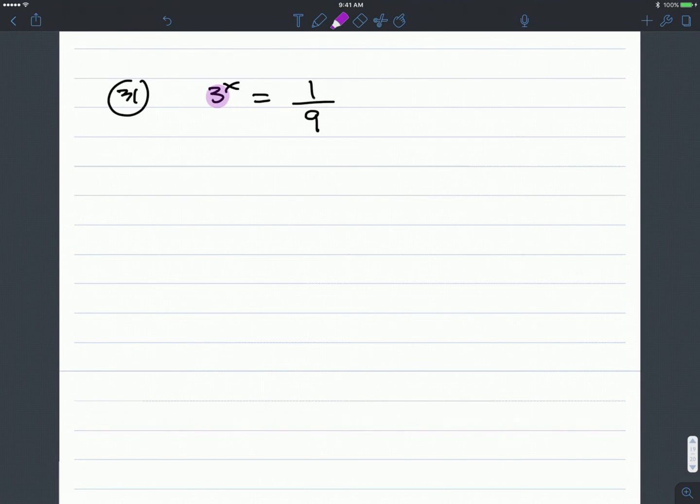Now, it's the same idea. Can I write, well, let's look at this. Can I write this 9 here as 3 to a power? What power? 2. Good. Stay with me. 3 to the x is 1 over 3 squared. You guys good with that?